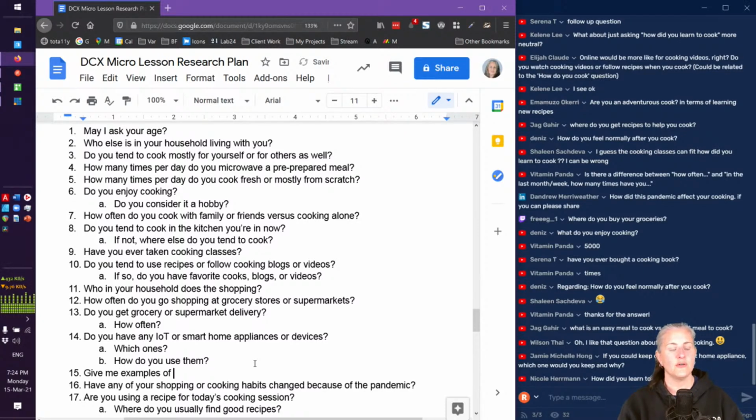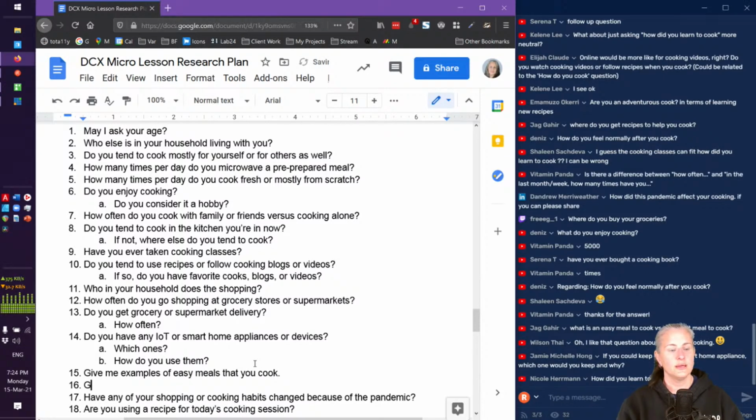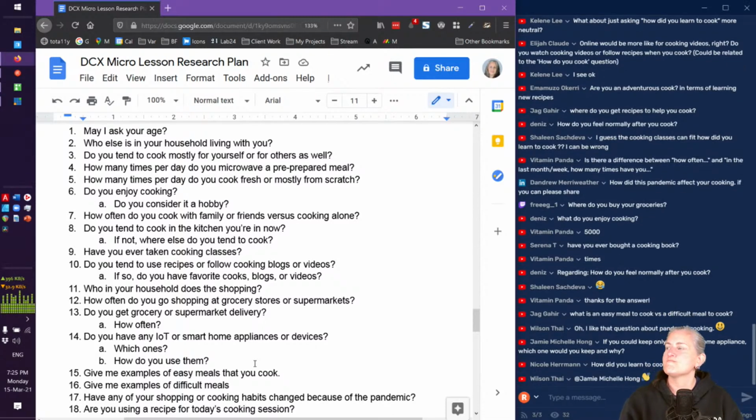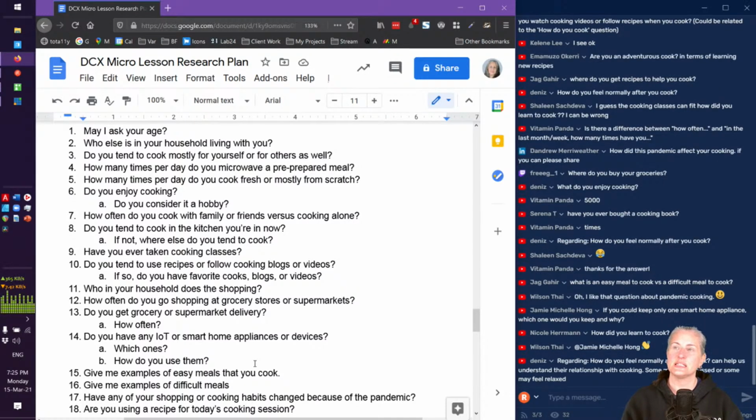Give me examples of easy meals that you cook. Give me examples of difficult meals. Now, is it that they do cook or that they wish they could cook? Do we want to go more current reality or fantasy? Because both speak to people's thoughts. Okay, so Denise is saying some people feel stressed or some people may feel relaxed cooking.